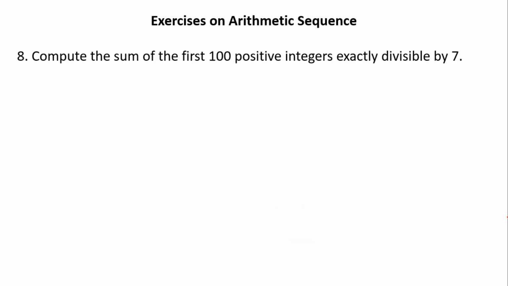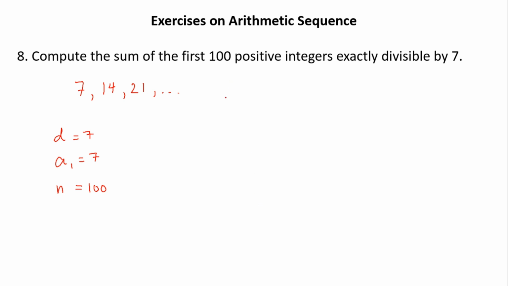Item number 8. Compute the sum of the first 100 positive integers exactly divisible by 7. Let us list down first the first few terms of the sequence. So the smallest positive integer that is divisible by 7 is 7. And then the next one is 14. The next one is 21, and so on. So here, the common difference is 7, clearly. A sub 1 is 7. And n, the number of terms that we are adding, is 100.